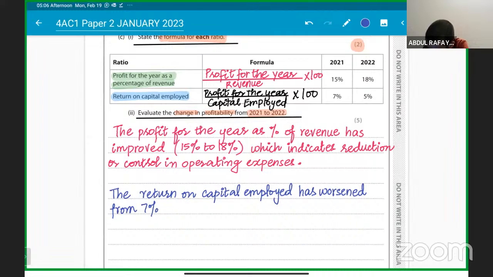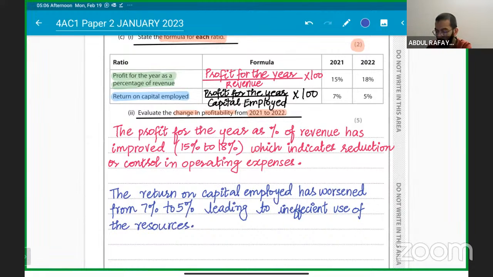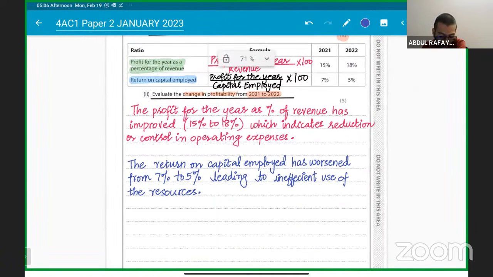You can write it down like this as well. 7% to 5%, and you have to give the reason why. The return on capital employed going from 7% to 5% is leading to inefficiency of resources being used. So it means the partnership is not using the resources properly, leading to inefficient use of the resources. There can be other reasons as well. Maybe with the capital employed there is wastage, or productivity has gone down.